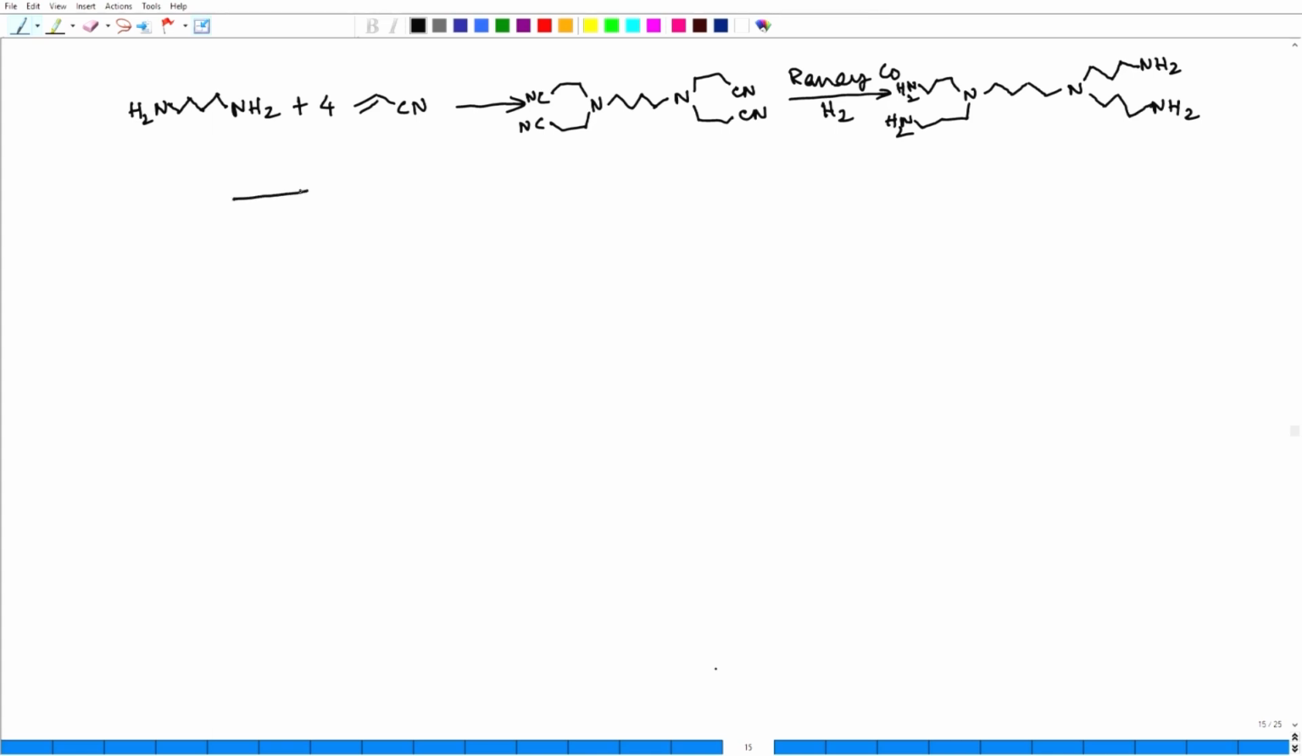So, we keep on going with this reaction. What we are going to get at the end, that is what I am trying to write. I will not be able to write it all, but at least I will try. 1, 2, 3, 4.